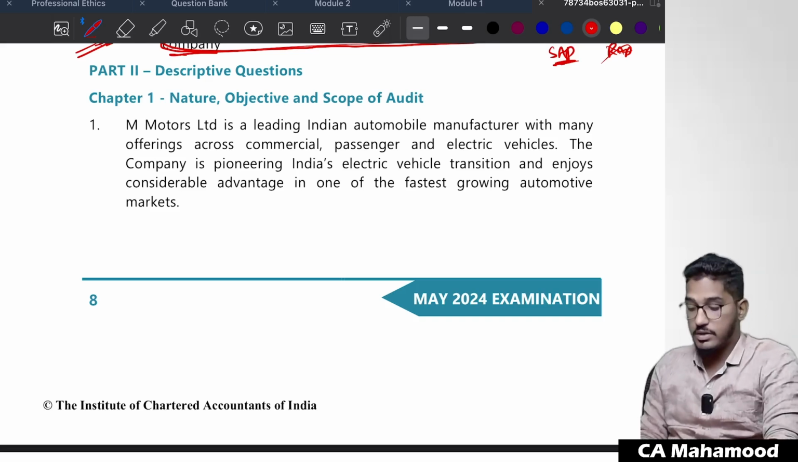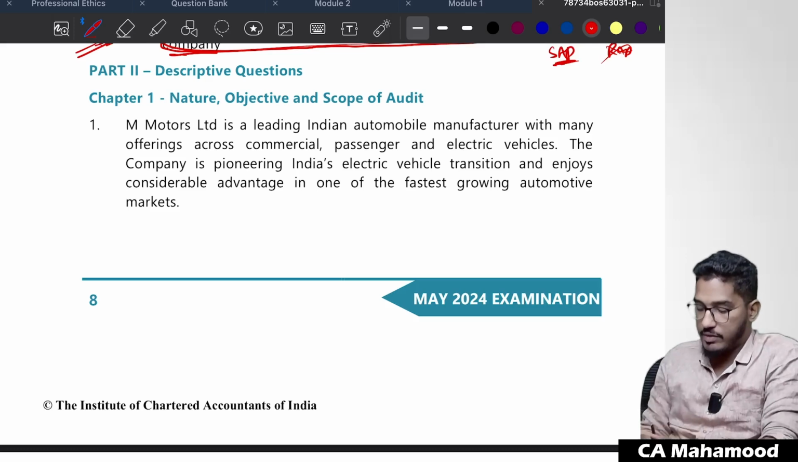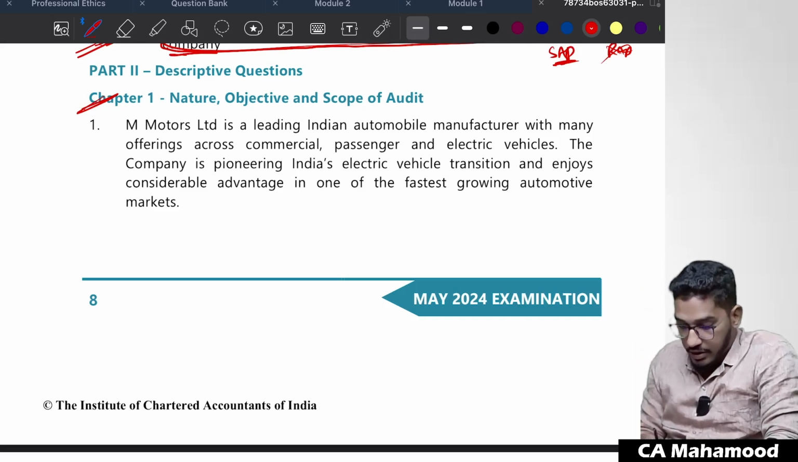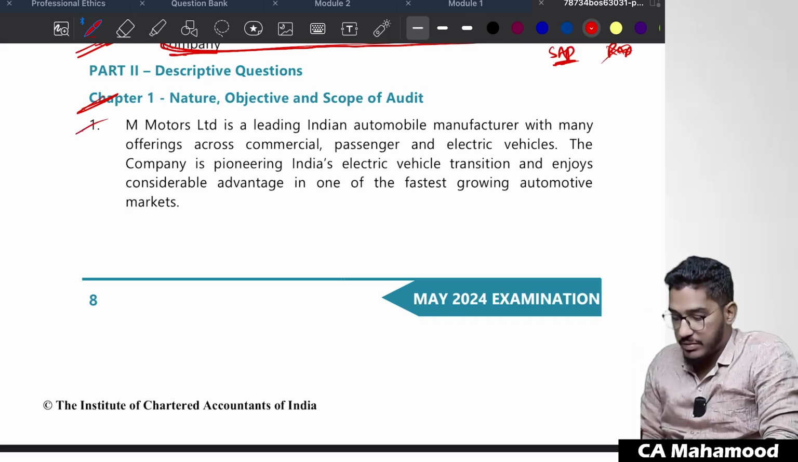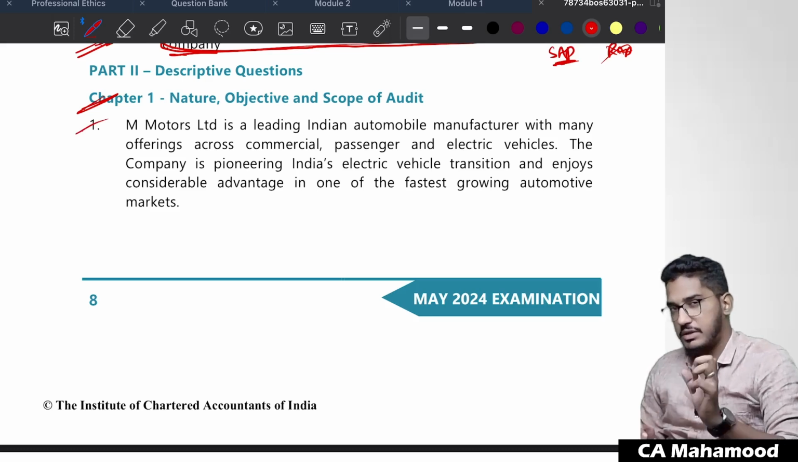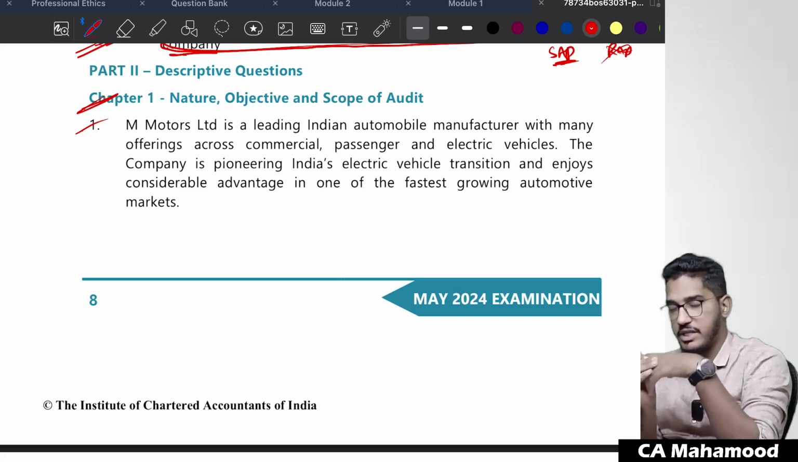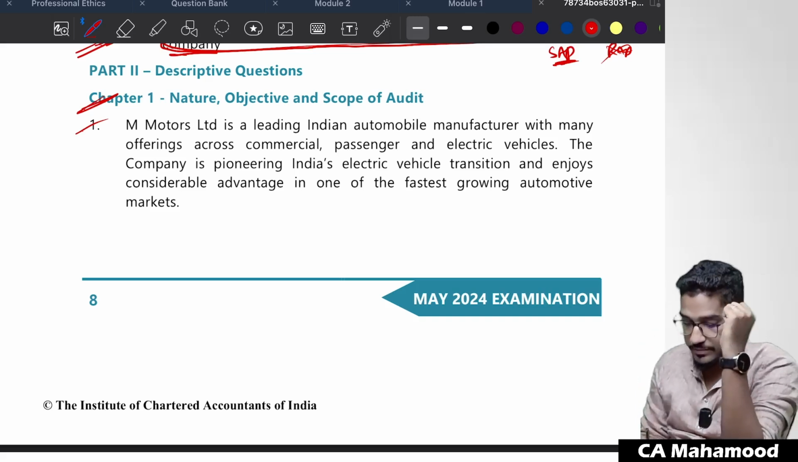So if we start discussing the descriptive part, chapter wise questions are given here. Let us start with chapter number 1, nature, objective and scope of audit. Question number 1, M Motors Limited. When it comes to the questions and answers, I will just give references to the respective chapters and explain the overall concept of the question. So the answer you can refer to.